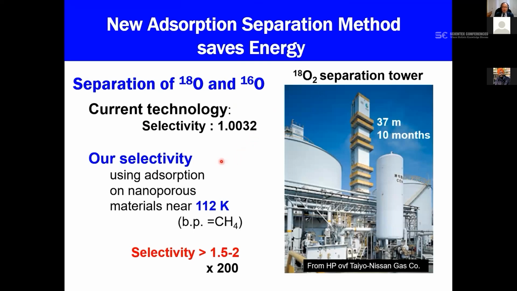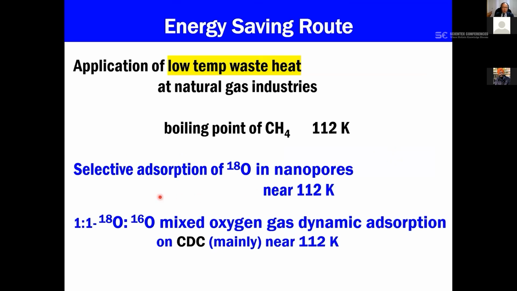But ordinarily, the separation is quite difficult. Then the company must build a very high tower for the separation, and they must wait for a longer time. If we can separate argon 18 from 16 at relatively low temperature, because there are many natural gas industries that have low temperature waste heat near 112 Kelvin. So if we can separate argon 18 from 16 near 112 Kelvin, that's very helpful.